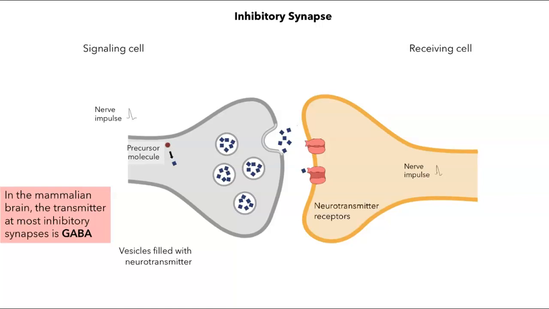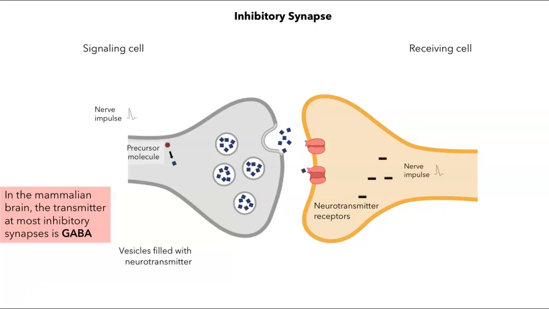But here what will happen is that when the molecule binds to the neurotransmitter receptors, typically negative charges come in. And the cell gets more negative, and that's going to make it less likely to fire an action potential. In the mammalian brain, the transmitter that we find at most inhibitory synapses is GABA.